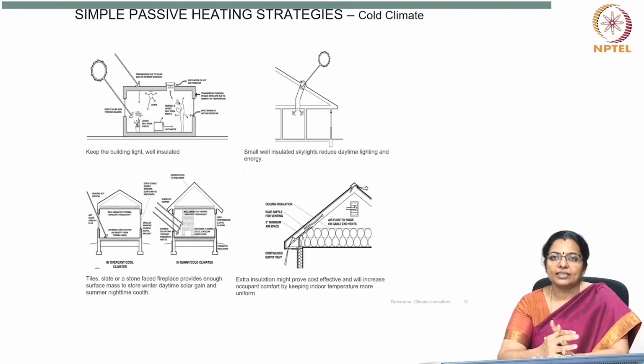In cold climates, tiles, slate or a stone facade fireplace provide good surface mass to store the winter daytime solar gain and summer nighttime cool. You must keep the building tight and well insulated. Small, well insulated skylights reduce daytime lighting and energy. Extra insulation could prove cost effective and will increase occupant comfort by keeping indoor temperature more uniform.